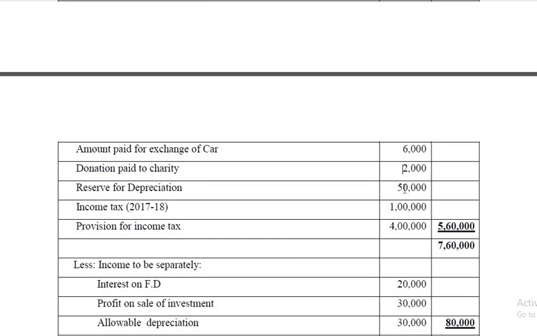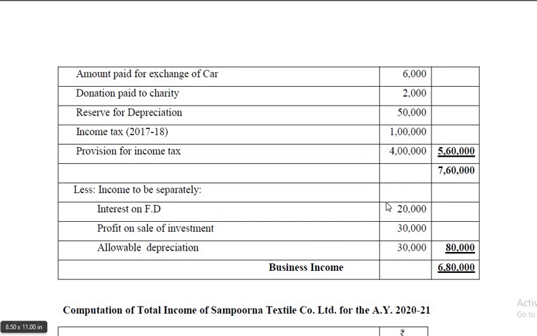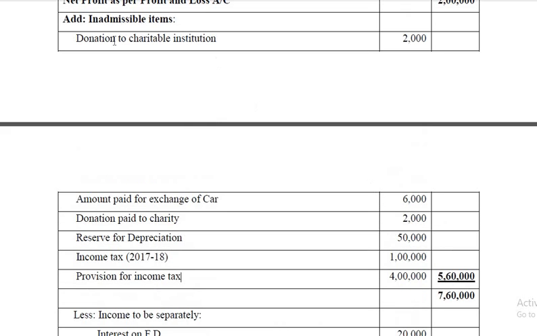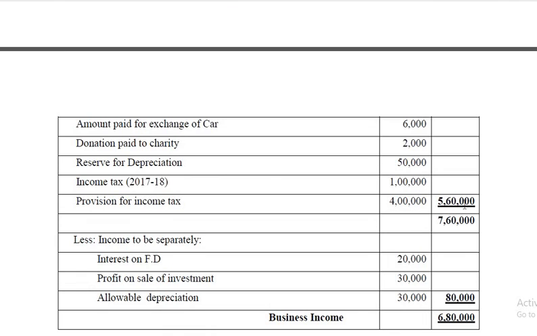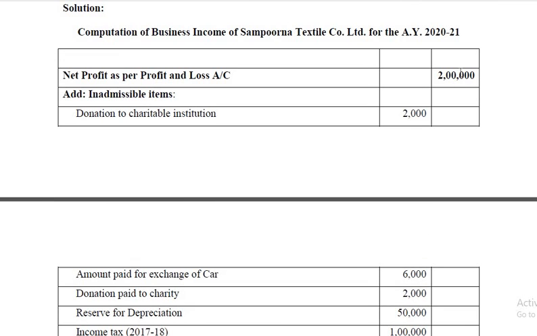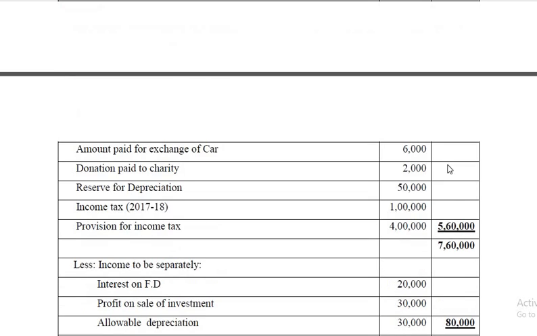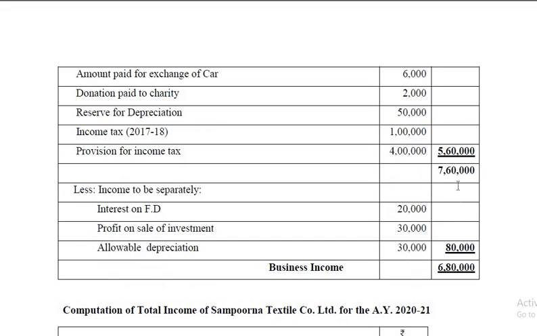Then reserve for depreciation is added. Income tax is also added back. Provision for income tax is also added back. So disallowed or inadmissible expenses which are debited to profit and loss account together come to 5,60,000. This is added to 2 lakh. Remember, you are writing add here, therefore 2 lakh and 5,60,000 are to be added. Many times what happens is you write add, whereas here you deduct. Therefore you must be very cautious. So it should be added, that comes to 7,60,000.